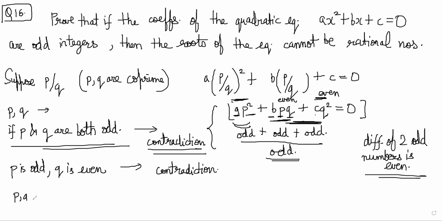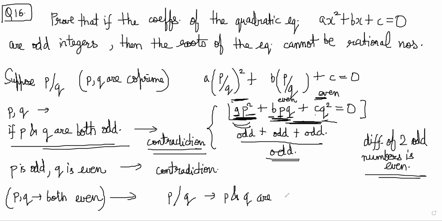Now, if you take P and Q both even, then you are getting again the sum of 3 even numbers. Oh, actually P and Q cannot both be even anyway, because P by Q is supposed to be co-prime, right? P and Q are co-prime. So you cannot even have this case.